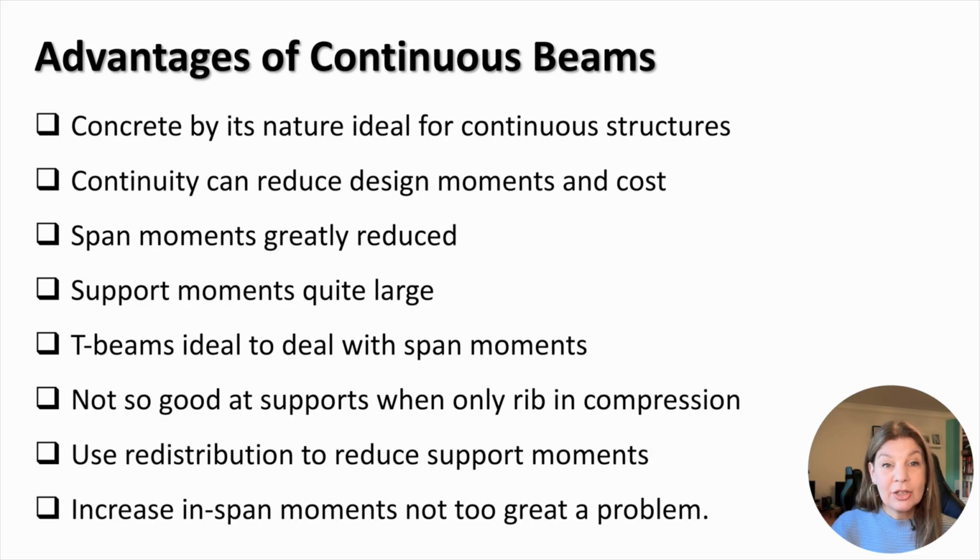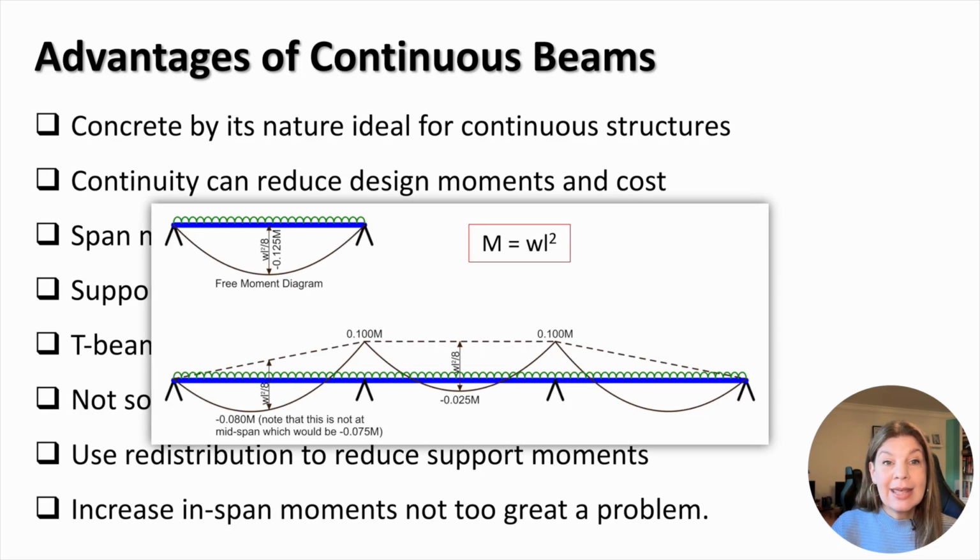Concrete is, by its nature, ideal for continuous structures. Continuity can reduce design moments and construction costs. Compared with simply supported beams, the span moments in continuous beams are greatly reduced, while the support moments are quite large. T-beams are ideal to deal with span moments, but they're not so good at supports when only the rib is in compression. Therefore, redistribution can be used to reduce the support moments. The corresponding increase of in-span moments is usually not a problem for T-beams.